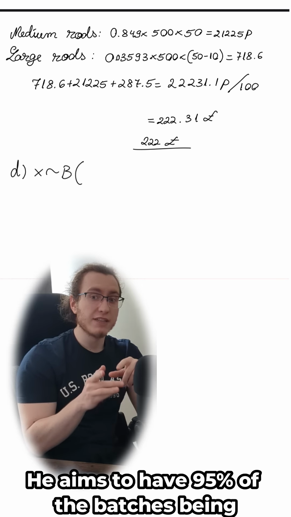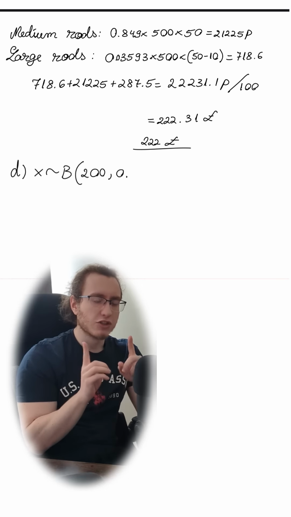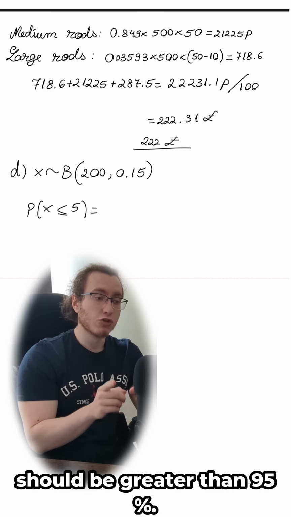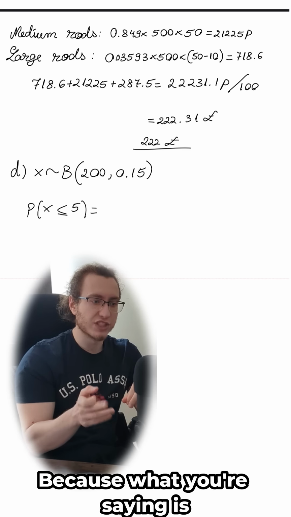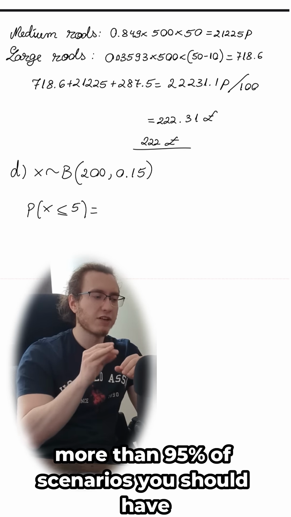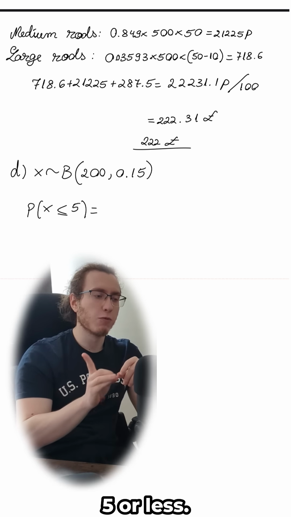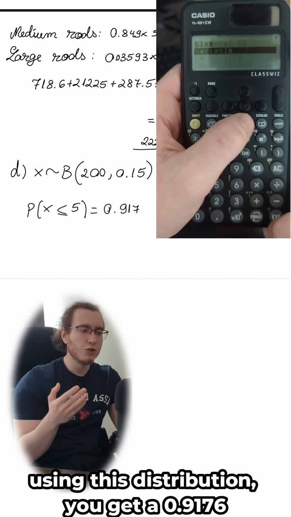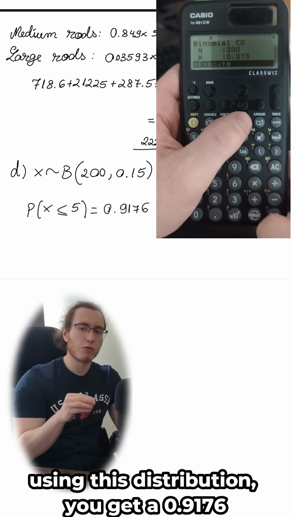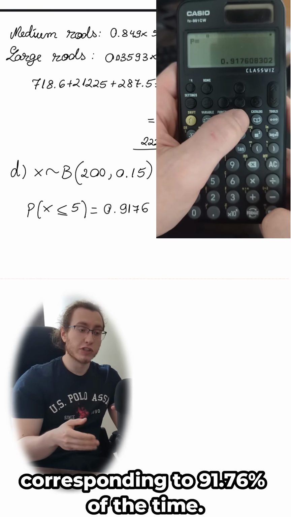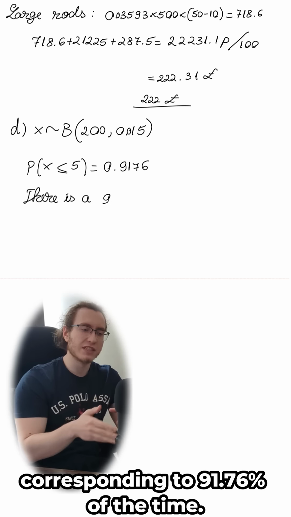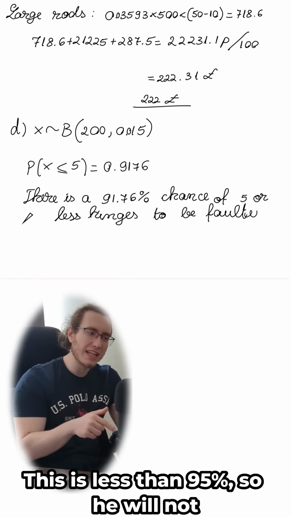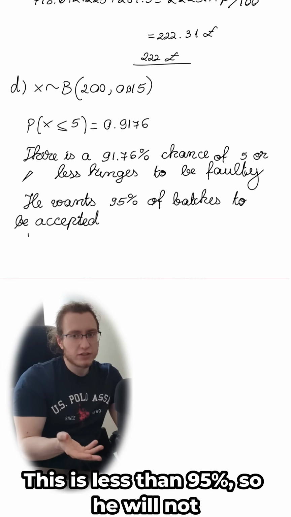He aims to have 95% of the batches being accepted. So by that logic, the probability of X being less than or equal to 5 should be greater than 95%. Because what you're saying is in more than 95% of scenarios you should have 5 or fewer hinges be faulty. Well, when calculating the probability using this distribution, you get 0.9176, corresponding to 91.76% of the time there will be 5 or fewer hinges faulty. This is less than 95%, so he will not achieve his aim by that logic.